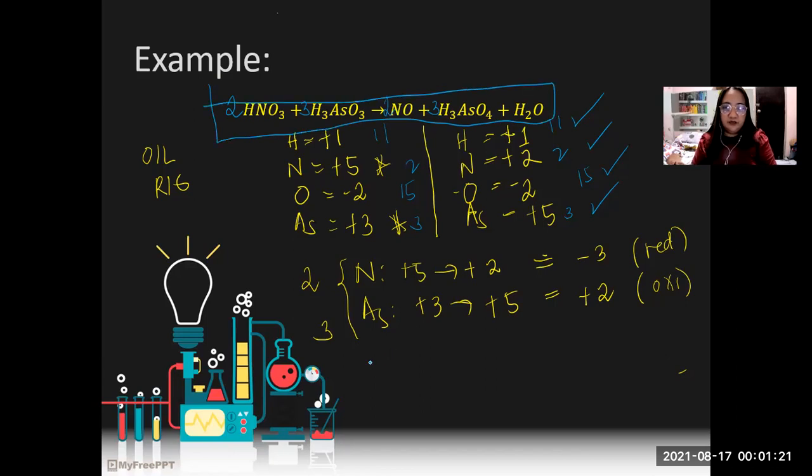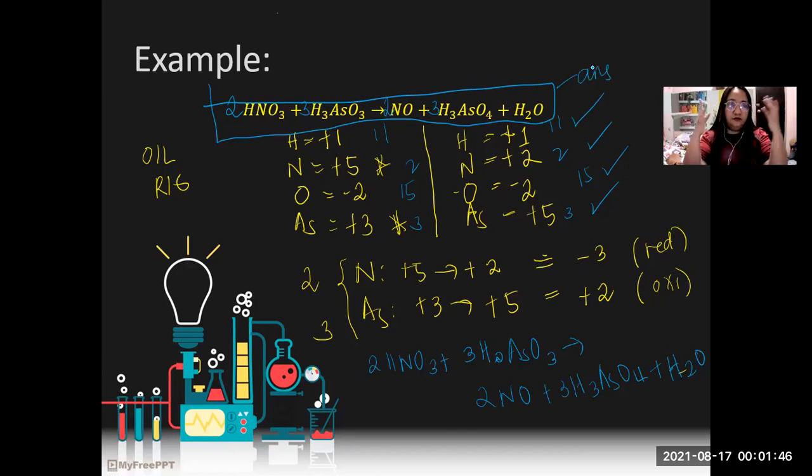Let's rewrite that. That's 2HNO3 plus 3H3AsO3 yields 2NO plus 3H3AsO4 plus H2O. That's your final answer. This is actually your final answer. I just rewrote it to highlight the answer.